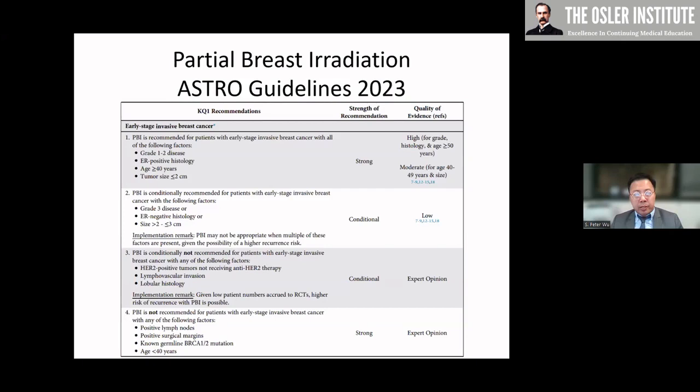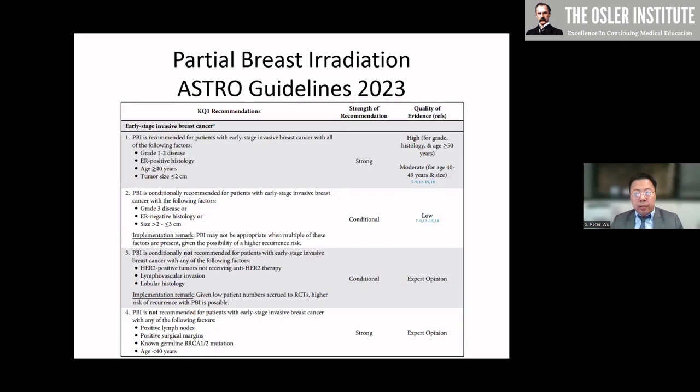It's recommended for patients with early stage invasive breast cancers who have, and this is important, I'm going to slow down, so please really pay attention, grade 1 to 2 disease, ER positive histology, not necessarily PR positive. Luminal Bs are okay. Age 40 or over. Some would say 45, but 40 or over. And tumor size less than or equal to 2 centimeters.